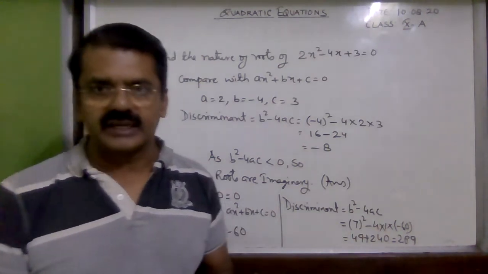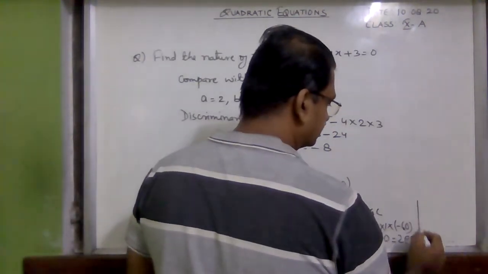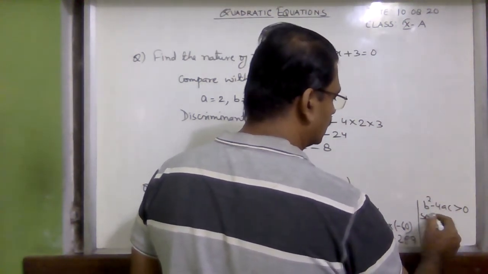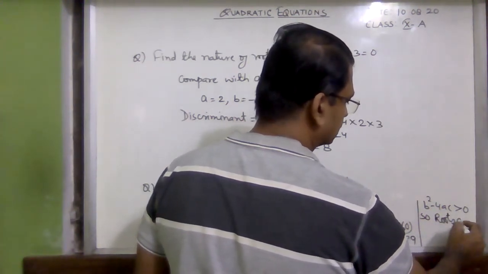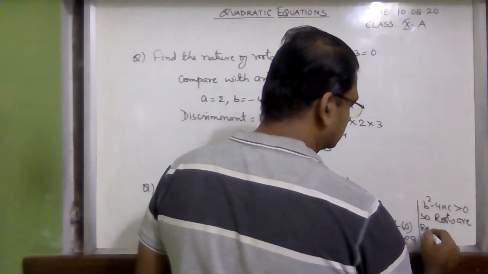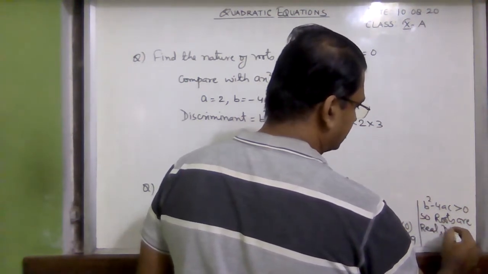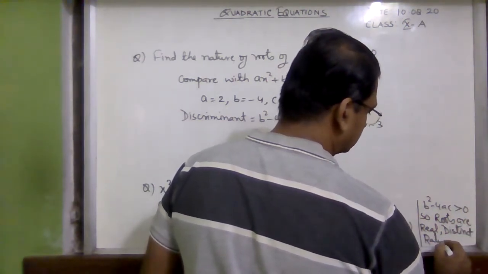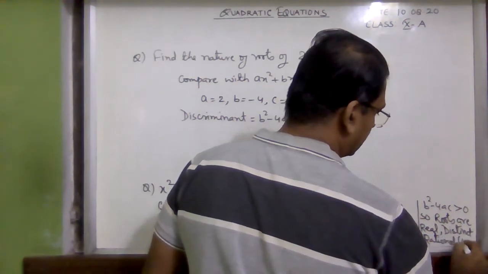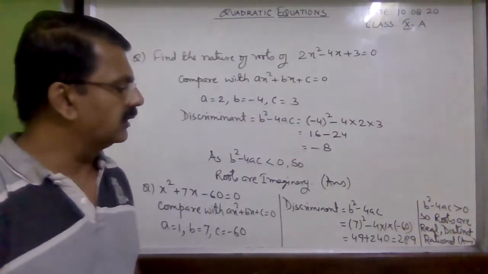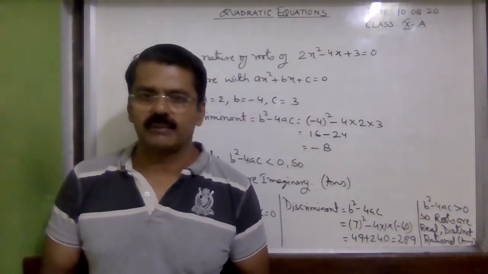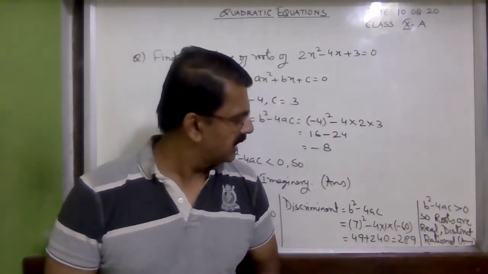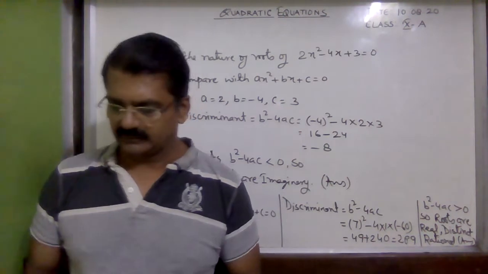So now I think it is the fourth case, b square minus 4ac is greater than 0, so roots are real, distinct and rational. That is your answer. Why rational? Because the discriminant is a perfect square number. 289 is a perfect square number. That is why it is rational. Roots are real, distinct and rational.